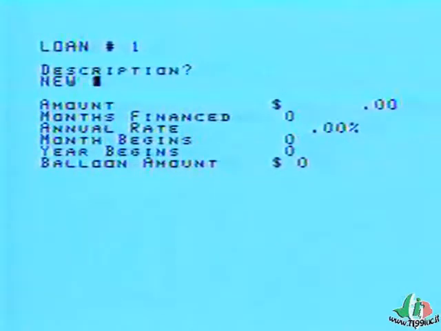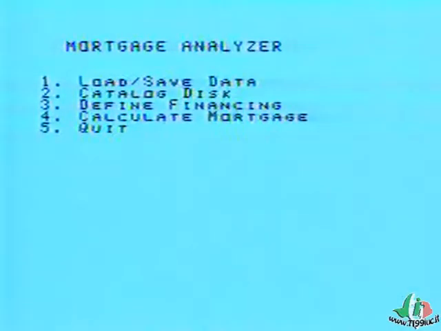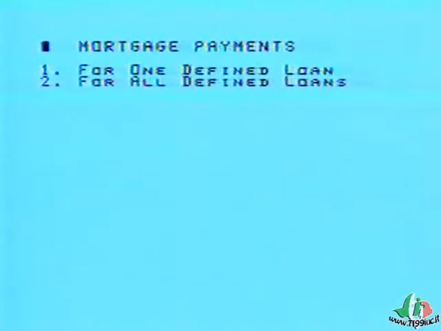So let's pick 3, define financing, and we'll define 1 loan, and we'll make this new car, and we'll buy an expensive car, let's say for $20,000. It's expensive for me. And let's say we finance this for 5 years, which is 60 months, at 11% beginning this month and this year. And there's no balloon amount on our new car. So we hop right into Calculate Mortgage, and we can do this for 1 or all loans. Since we only have 1 loan, we'll just take all loans for the first year just to see what our payments are like.